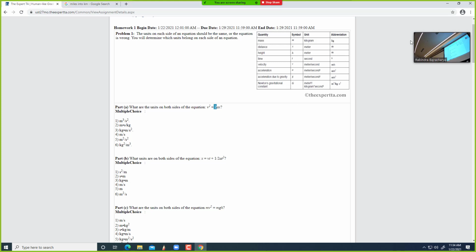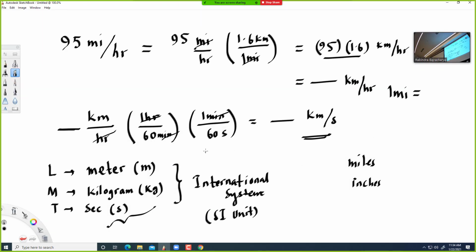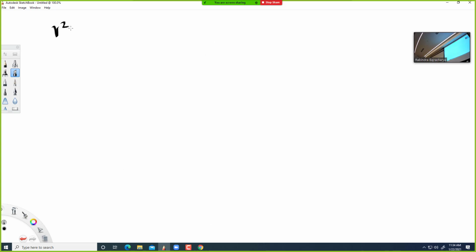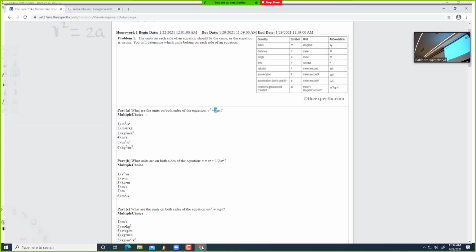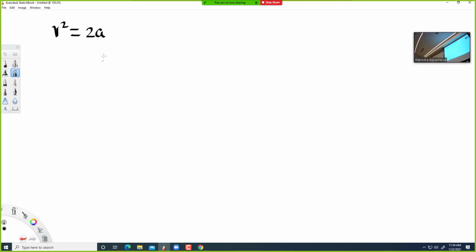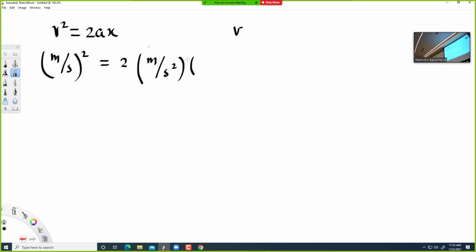So v squared is 2ax. So we have this formula: v squared is equal to 2ax. On that table you can find the units for all these things. So the unit of v is meters per second. We have square, and then on the right we have 2. The unit of a is meters per second squared. It's given on that table. And then x, unit of x is meters.